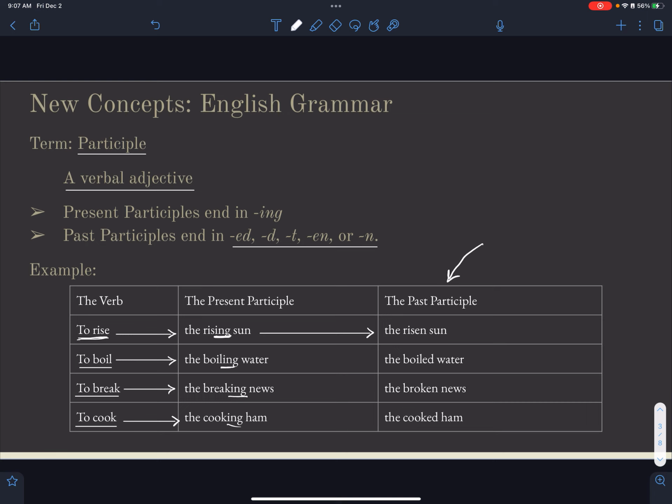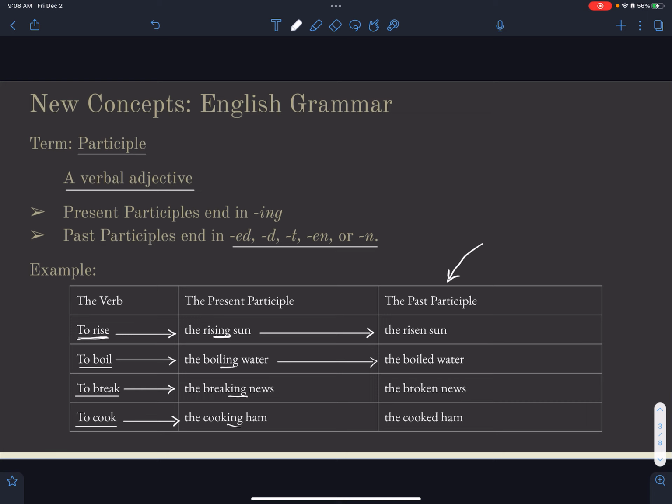Let's try another, to boil. The boiled water was overflowing when she went to add the ravioli. What came first? Was the water boiled first, or did she add the ravioli? The water was boiling first, right? So the action happened prior to the action of the main verb.